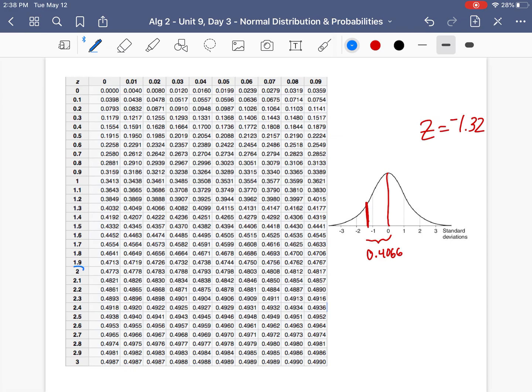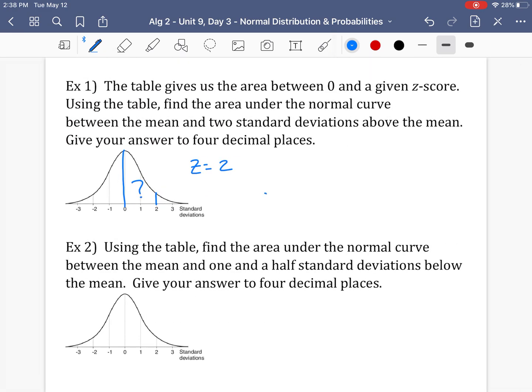So 2 is right here and then 2.0. So basically I'm looking for this number right there, 0.4773. So 0.4773 is my answer to this question. So some of your MathSpace problems will be that simple.